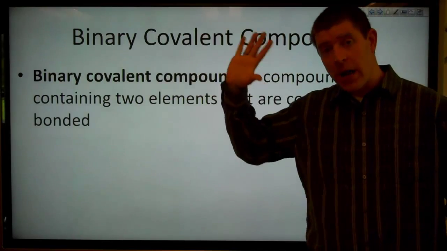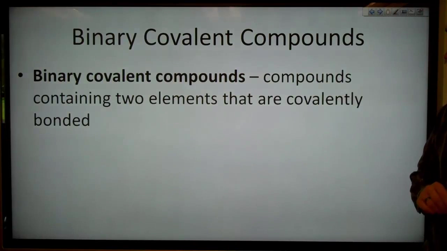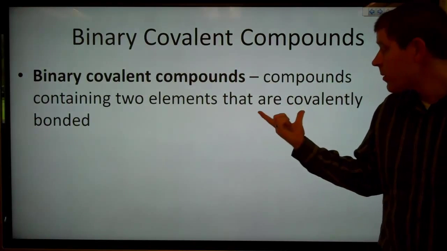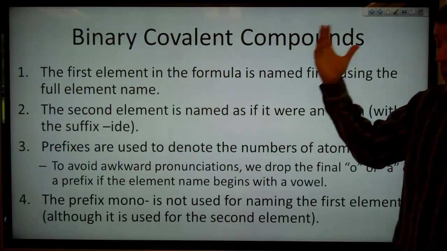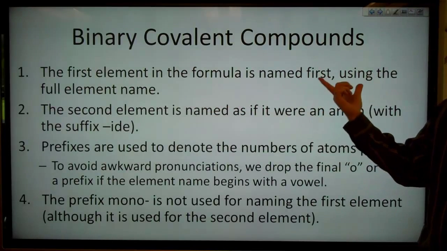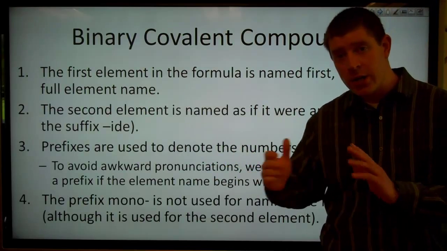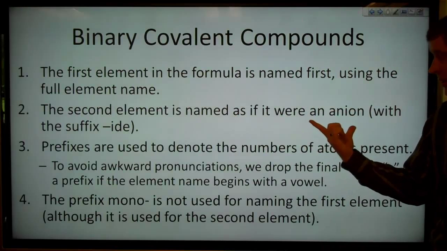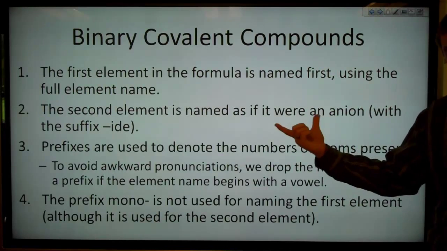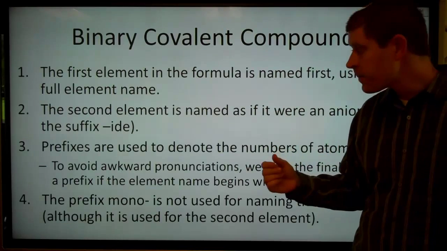So that covers ionic compounds, but now we get to binary covalent compounds. These are compounds that contain two elements that are covalently bonded together. The way we name these is the first element in the formula is named first, using the full element name, just like for an ionic compound. We're not changing the full element name at all. The second element is named as if it were an anion, so that means with the suffix -ide. So we're pretending like it's an anion, even though it's not.